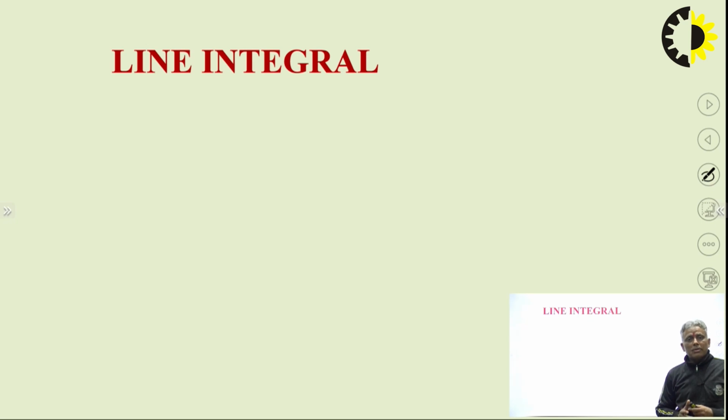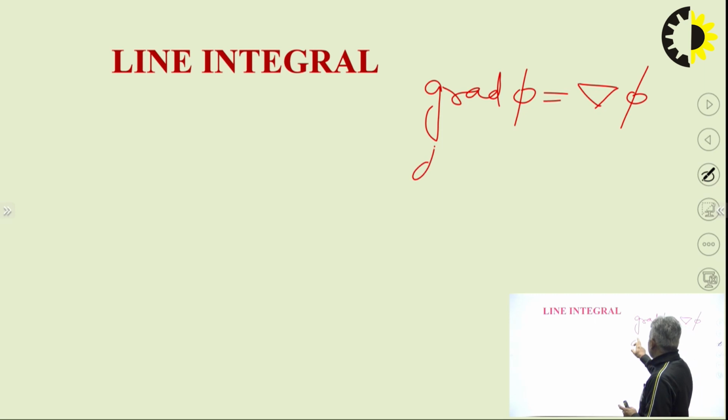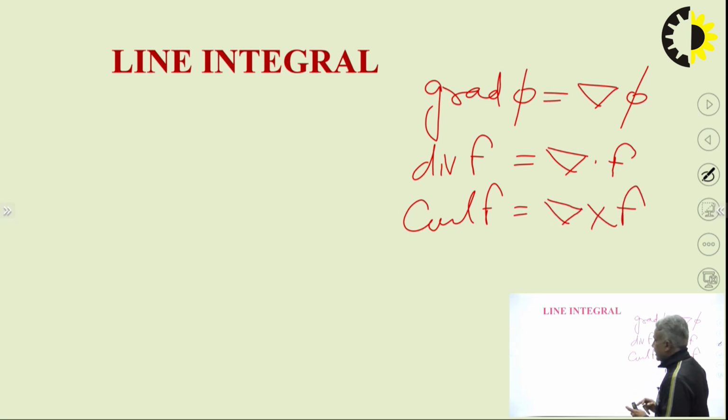Now a brief of today's lecture. Today I explained three most important topics. First is the gradient: grad phi means del phi. Next is divergence. The divergence of a vector f is denoted and defined by del dot f. And next is the curl of f, denoted and defined by del cross f. So there are three things.